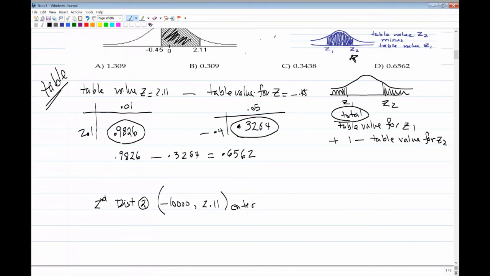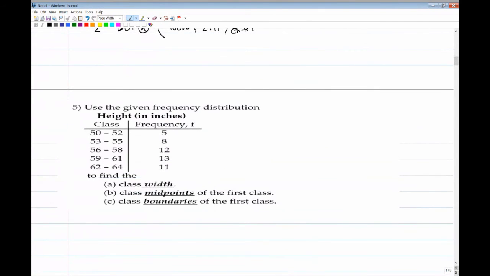Now, let's look at the next problem. If you subtract, what do you end up with? We said we end up with this. So try this on the calculator and see if you end up with the same answer. You could do it either way, with the calculator or with the table, so you can do it correctly.